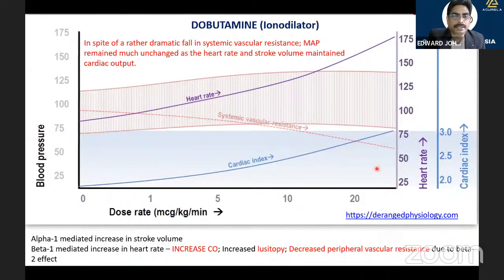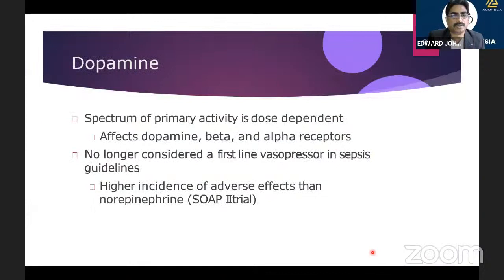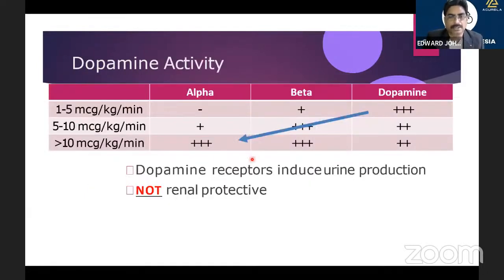Dopamine acts on alpha-1 receptors to increase stroke volume, and on beta-1 receptors to increase heart rate. So ultimately it increases the cardiac output, while beta-2 action causes vasodilatation. In high dose, it acts as a dilator. So dopamine is dose-dependent. I already told you it is removed from the first line of vasopressors in the septic guidelines. In low dose, it acts on the dopaminergic receptors, in intermediate dose on beta, and in high doses on the alpha receptors.